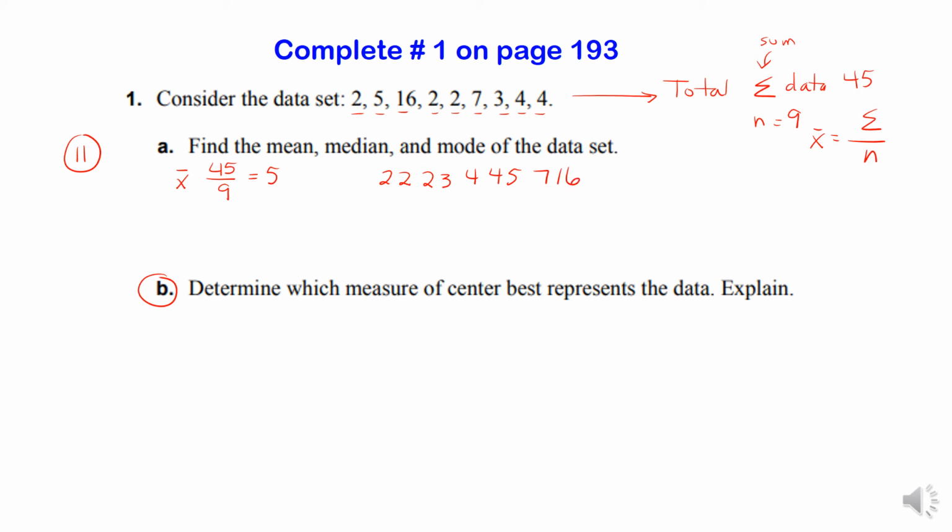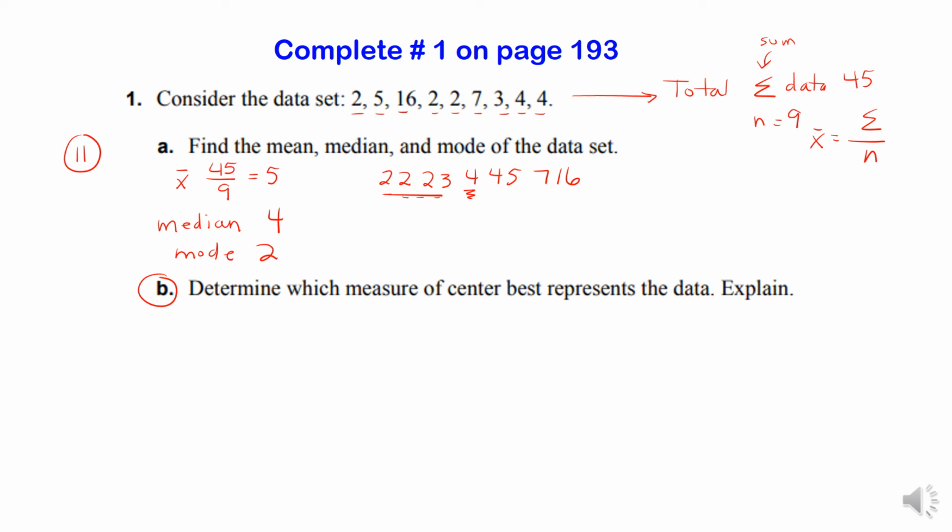Okay, so now that we've done that, we're going to go to the middle. There are 9 numbers, so the middle number is 4. So the median is 4. And then the mode is 2, because it's the most popular. Okay, so there's our different numbers. You can see that it's a big disparity. Again, which one did you pick?